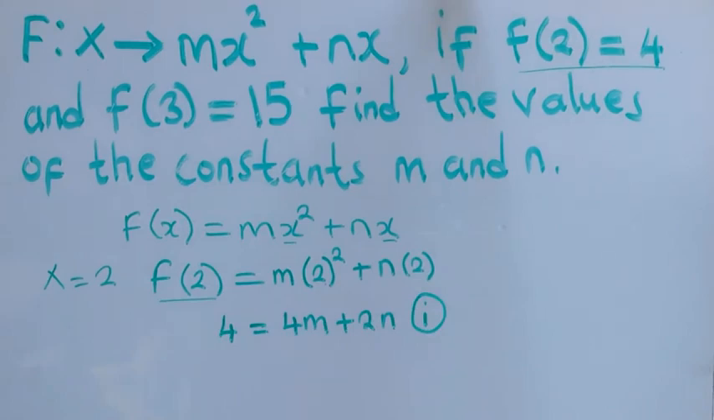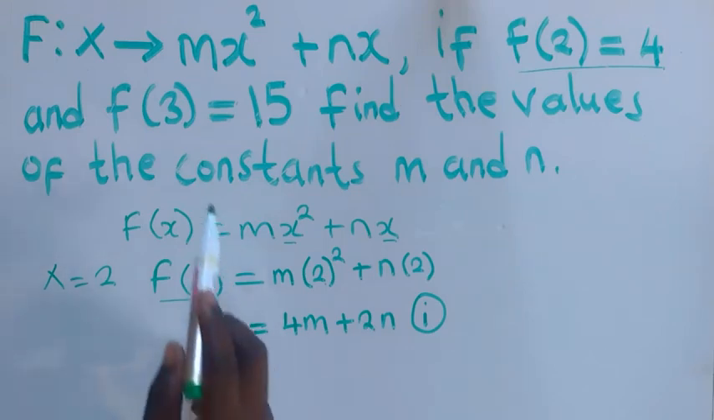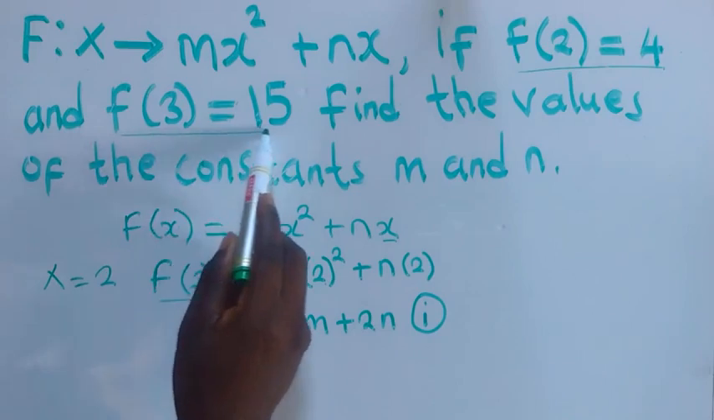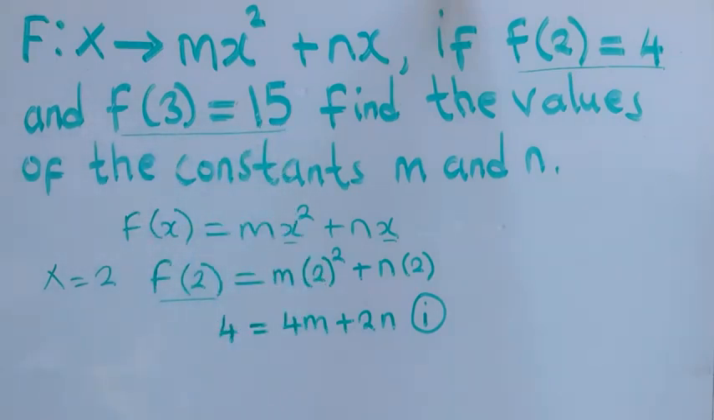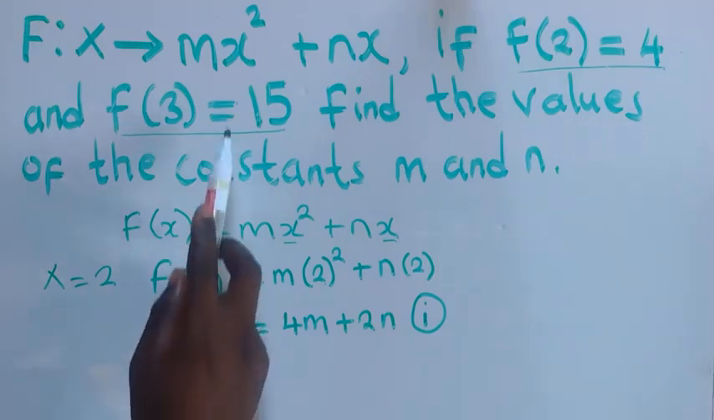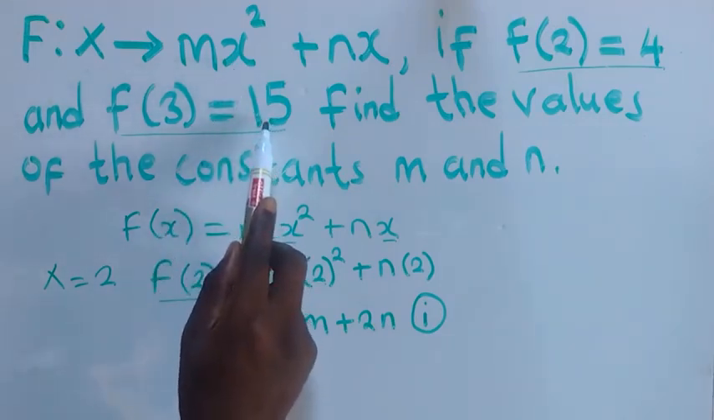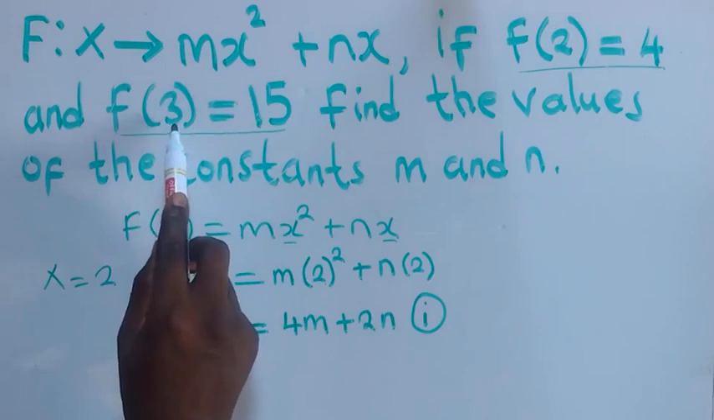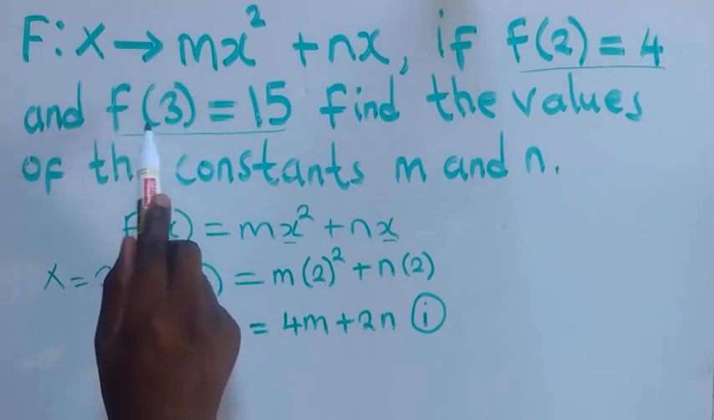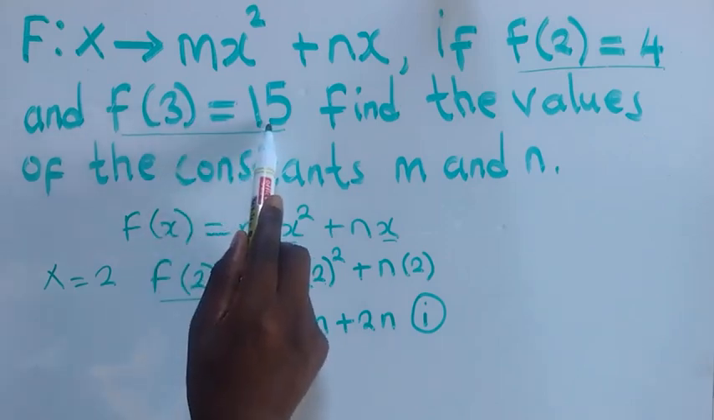Okay, so I hope it's clear. So that is our equation 1. Now from there we can come to f(3) right here, which is this one. So we are just going to do the same. Where there is x, we are going to substitute with a 3 right here, and then f(3) will be equal to 15.